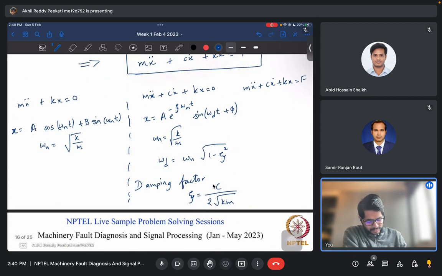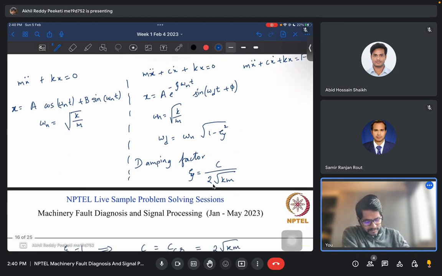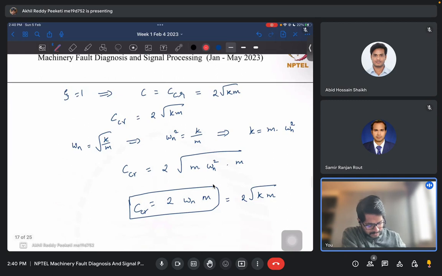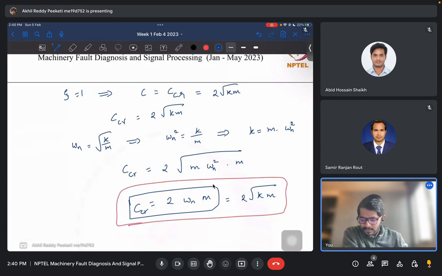I think with respect to a system with a damper, these are the main things. So this is the natural frequency, this is the damping factor, and this is the critical damping coefficient.